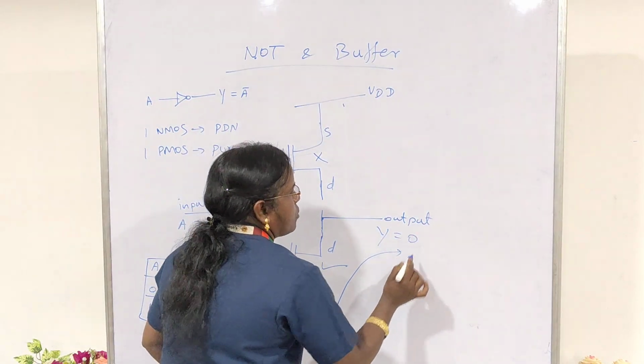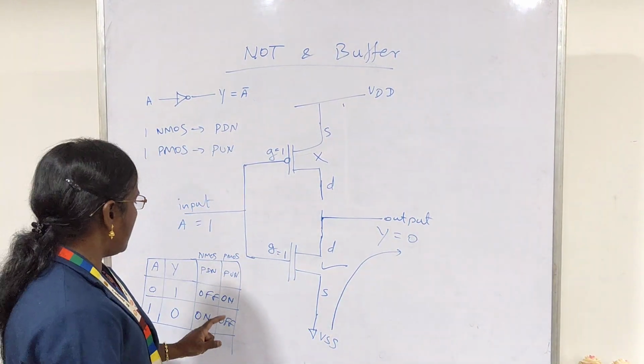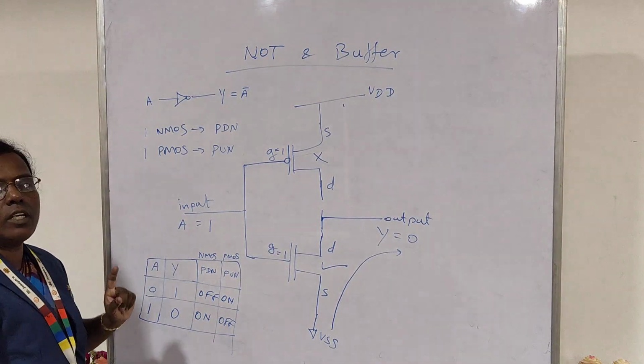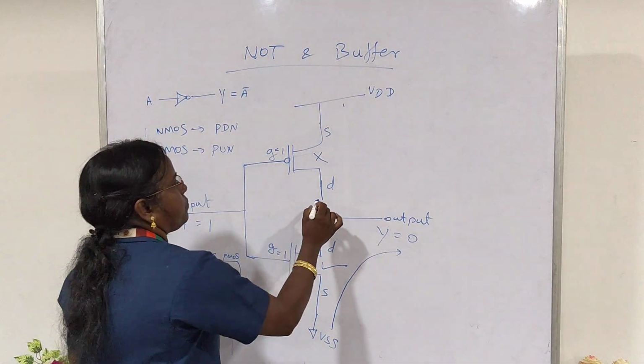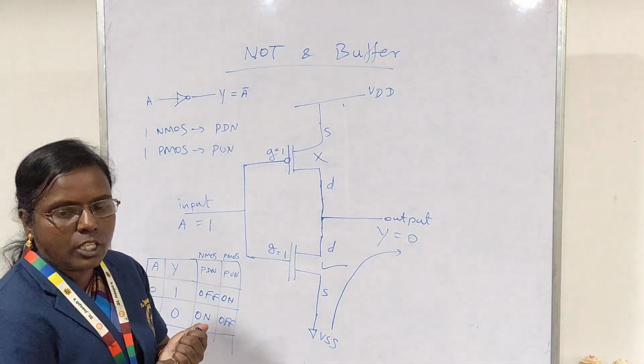So output will become 0. Why will it become 0? Because the ground potential is transferred to the output Y. So in this way, the CMOS inverter will be functioning. Okay, so we can understand the functionality of this CMOS inverter.